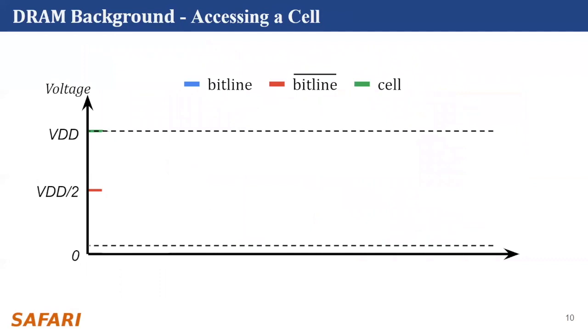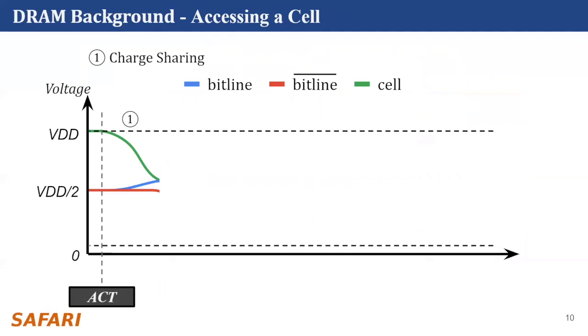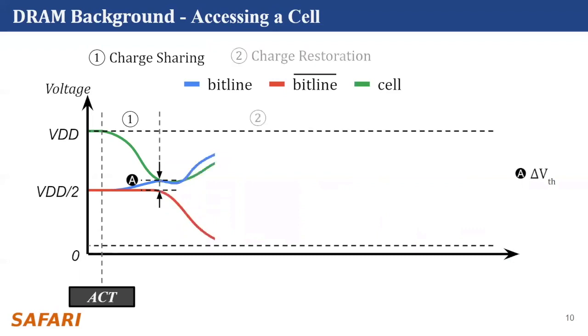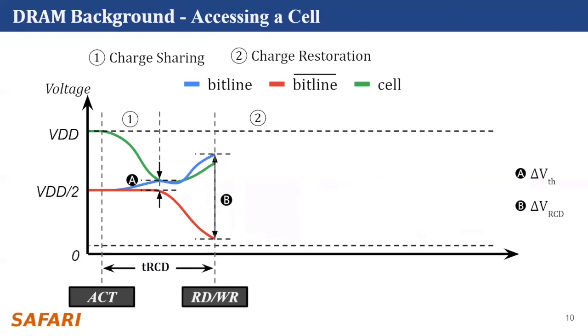Here, we show the procedure of accessing a fully charged DRAM cell. The x-axis is time, and the y-axis is voltage levels in the cell and the bit lines. The activate command lets the DRAM cell share its charge with a bit line. This creates a voltage difference across the bitline pair. When the difference is large enough, the sense amplifier starts to amplify this difference and enters the charge restoration process. During charge restoration, when the voltage difference is large enough, we can safely issue a read or write command to the DRAM row. The latency between an activate command and the earliest possible read or write command is called tRCD.